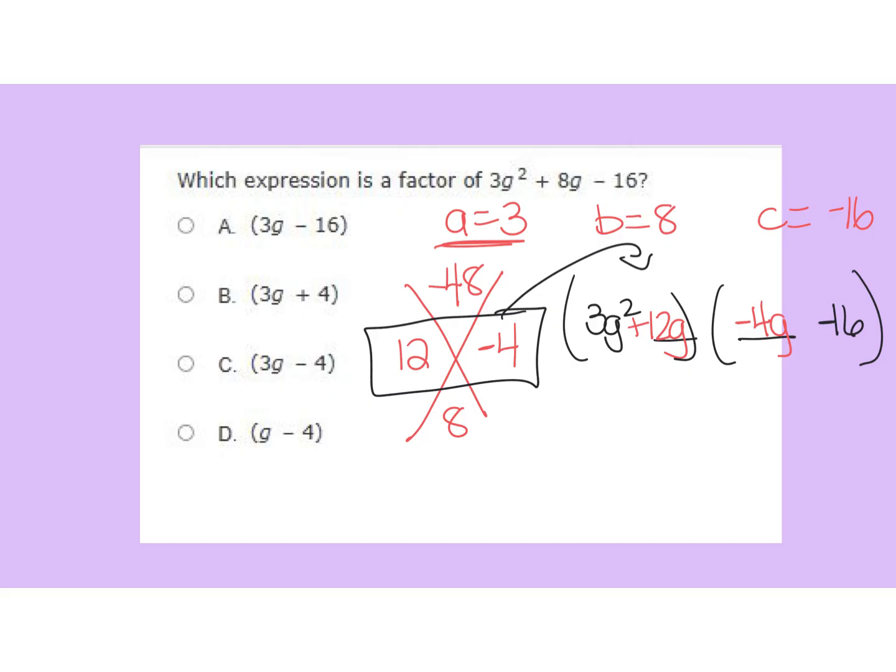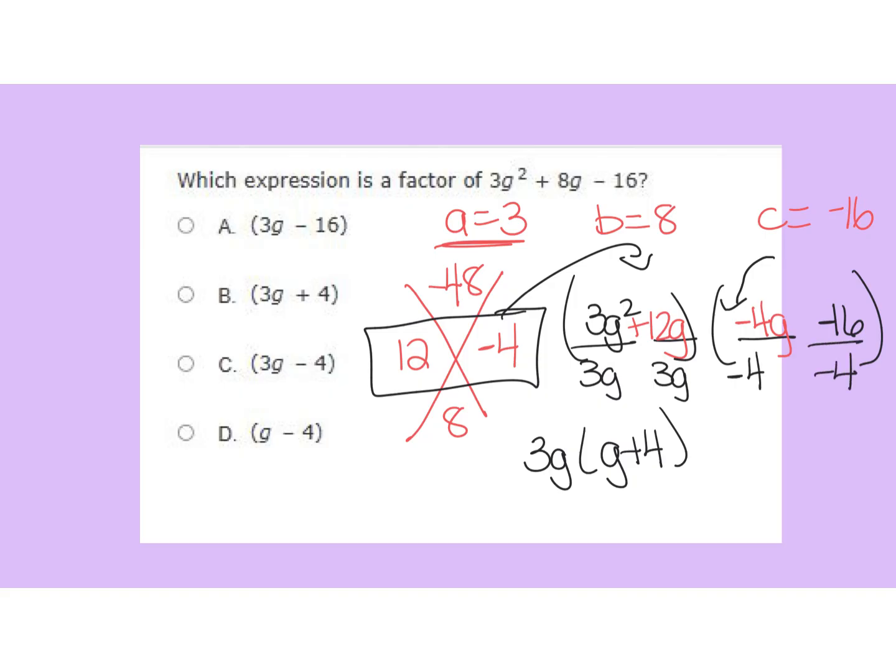And I'm going to look at this first, 3g squared and 12g. Well, each of these can be divided by a 3g. So I'm going to take out the greatest common factor of 3g, so I'm left with g plus 4. My next is I have negative 4g and negative 16. So they both have a 4 in common, and because this leads with a negative, I'm going to take the negative with it. So I'm going to divide this by negative 4. So I'm going to take a negative 4 out, and I have g plus 4.